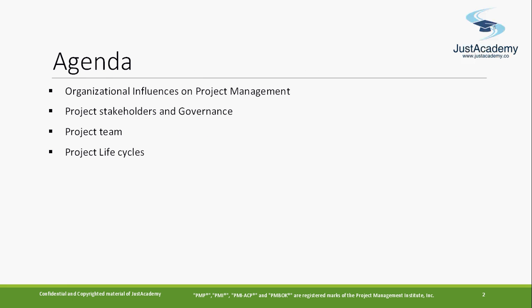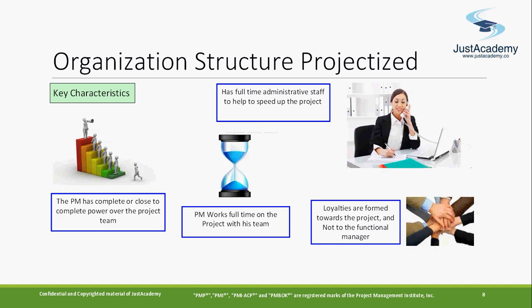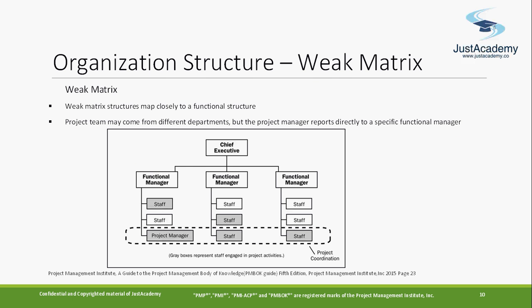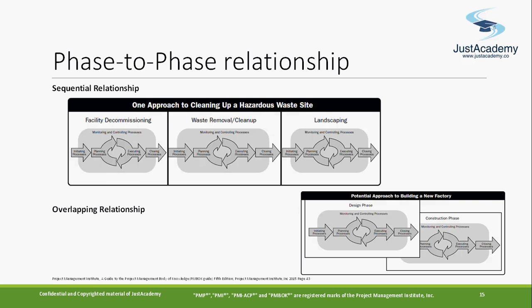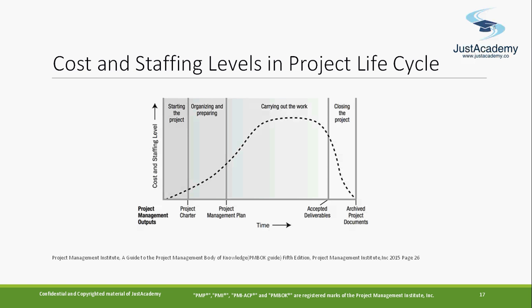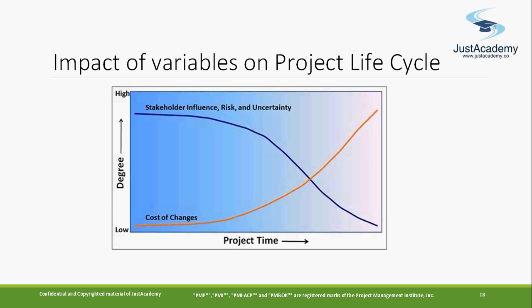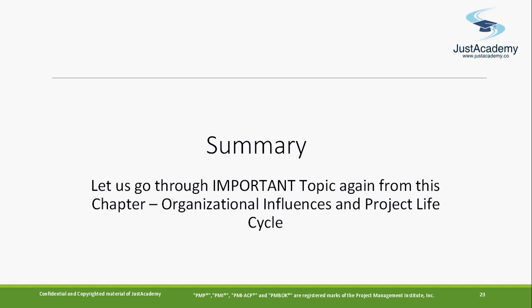Let's go to the high-level overview. We talked about organizational structure and its different types. We spent more time on that, which is good. We talked about functional, projectized, and matrix, with its 3 types: weak, balanced, and strong matrix. So what are the comparisons? And we talked about the relationship, sequence, and the phases of the life cycle: feasibility, analysis, design, for small and big projects. Everybody goes through this cycle, and how the costing and staffing changes, how the stakeholder influence changes, and the cost of changes. Cost of changes is initially less, but slowly it increases. And what are the different types of life cycles? Predictive, iterative, incremental, adaptive. Predictive is more of a waterfall, then iterative and incremental, if you do it in an iterative fashion or in an incremental fashion. Adaptive is more of agile. That's what we have covered till now. Yeah, that's it from this topic.